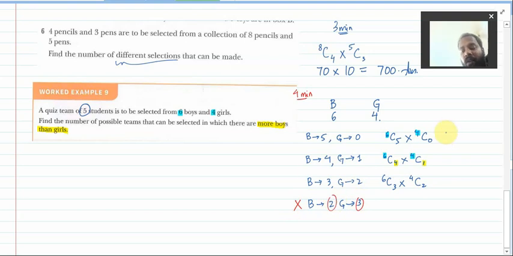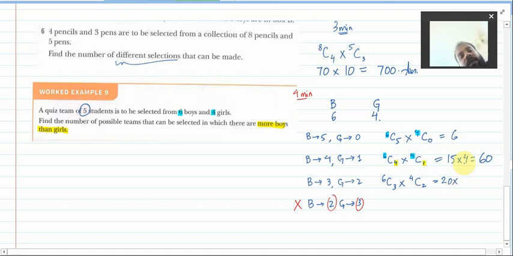So what we have is 6 combination 5 times 4 combination 0. Let me find the answer. 6 combination 5 is 6, and 4 combination 0 leads to 1. After that, 6 combination 4 is 15, and 4 combination 1 is 4. So the second one is 15 into 4, which is 60. And for the last one, 6 combination 3 equals 20, into 4 combination 2, which equals 6, leads to 120.